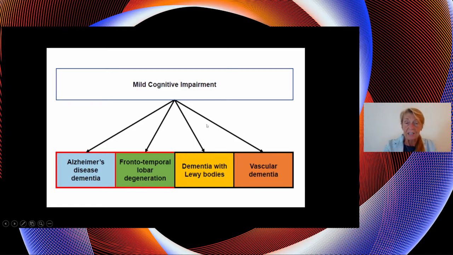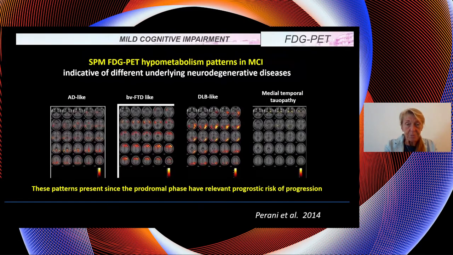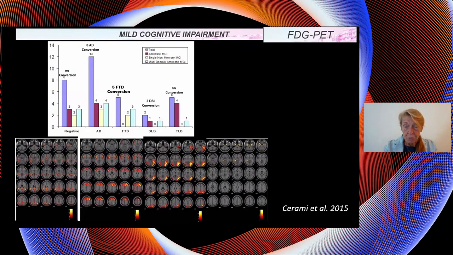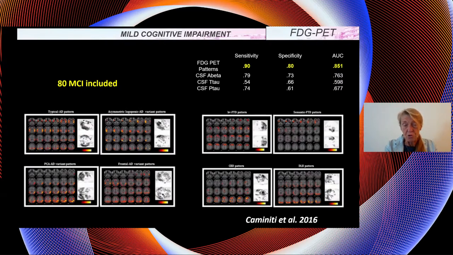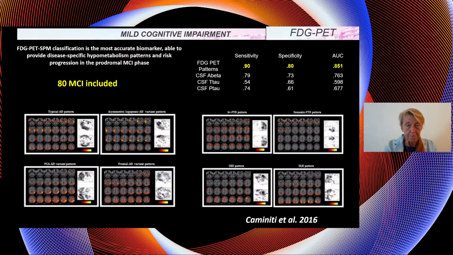So there are different pathologies in these preclinical phases. And we demonstrated with FDG PET patterns characteristic of the different diseases in this early phase. And this pattern, and this is what is very, very crucial, predicts the progression to that disease. So there is a precise risk of progression, a very specific and strong evidence for risk of progression according to this measure. And you see other evidence in a huge population with a sensitivity, specificity, and accuracy very, very high for this measurement of brain function.